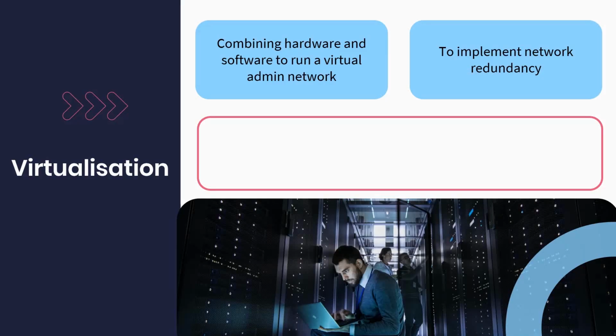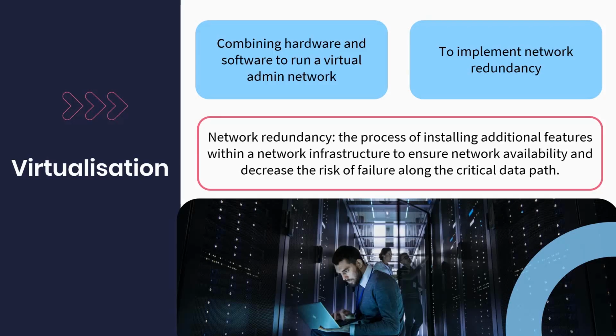Redundancy, a third important term to get your head around when discussing network infrastructure. Network redundancy is the process of installing additional network devices, equipment, and communication mediums within a network infrastructure to ensure network availability and decrease the risk of failure along the critical data path.